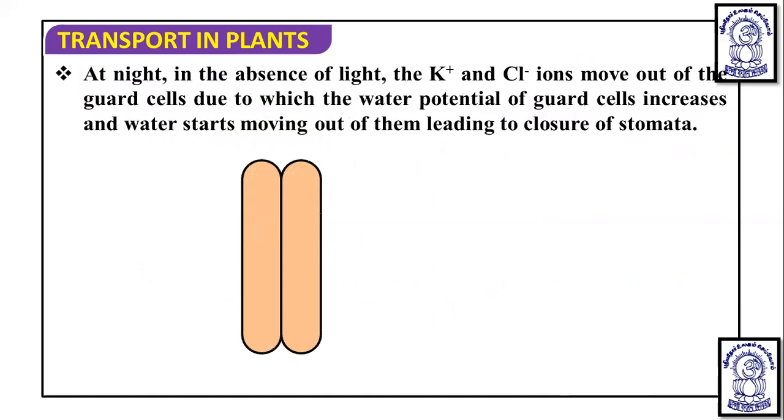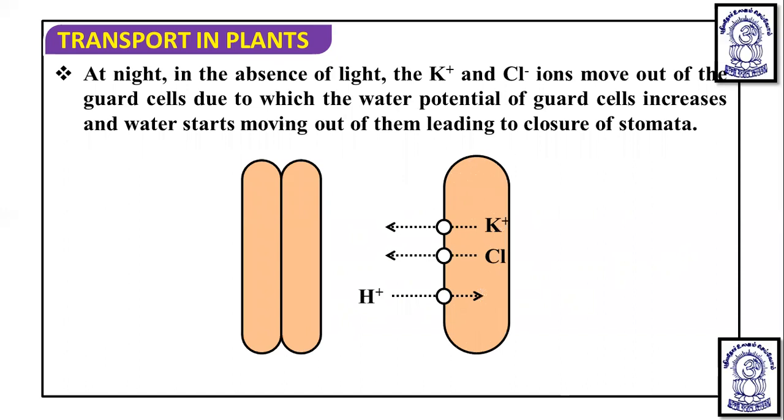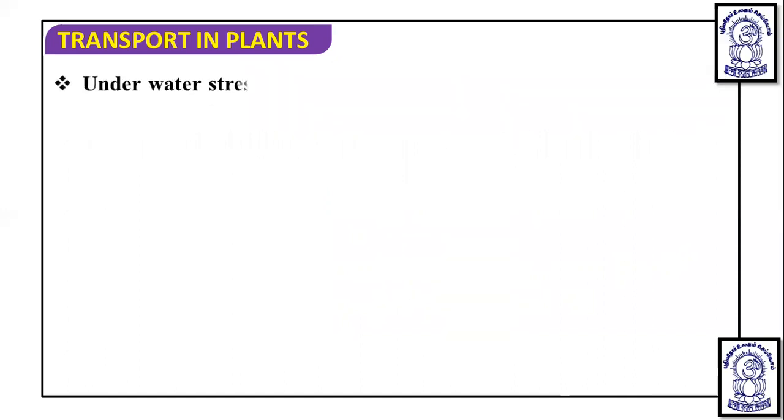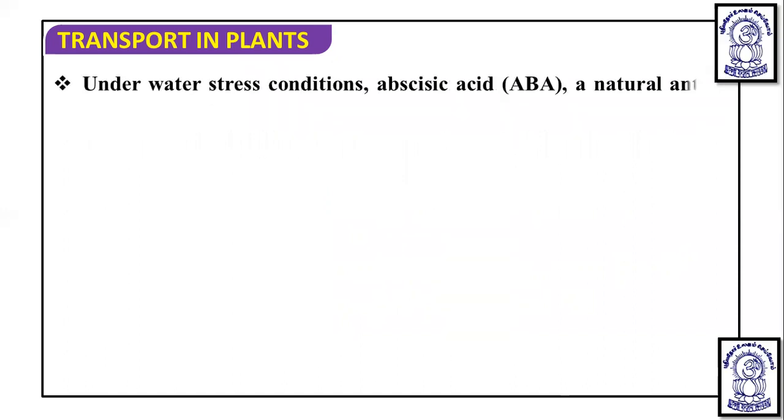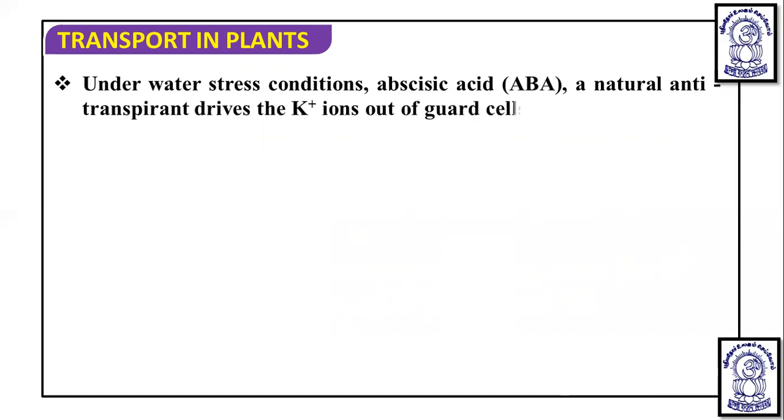At night, in the absence of light, K+ and chloride ions move out of the guard cell, due to which the water potential of the guard cell increases and water starts moving out of the cell, which leads to the closure of stomata. That also we have discussed. Under water stress condition, meaning water is less, abscisic acid, a natural anti-transpirant, drives the K+ ions out of the guard cell, making them close.